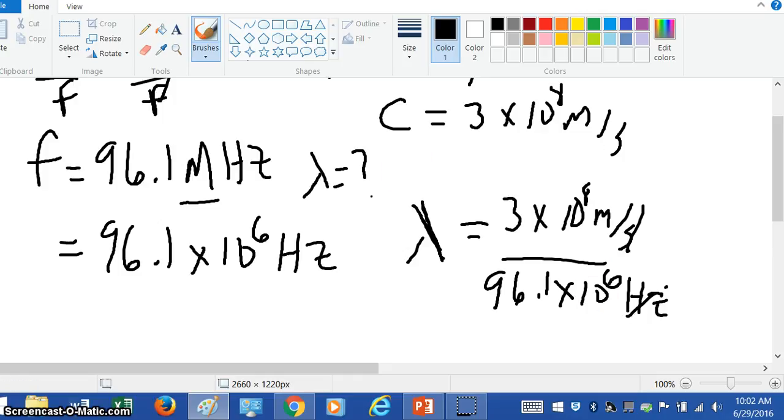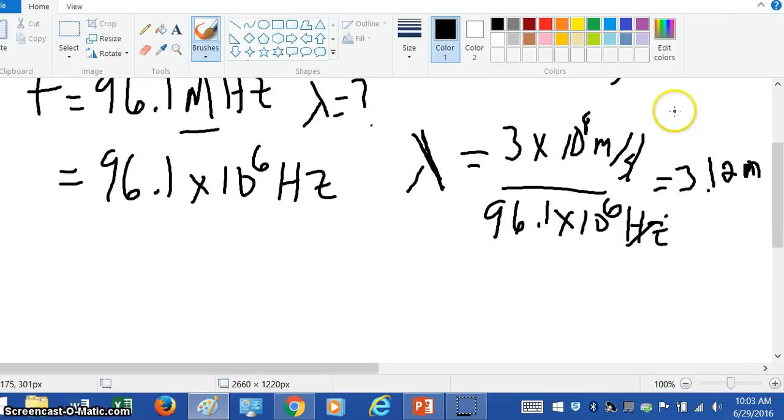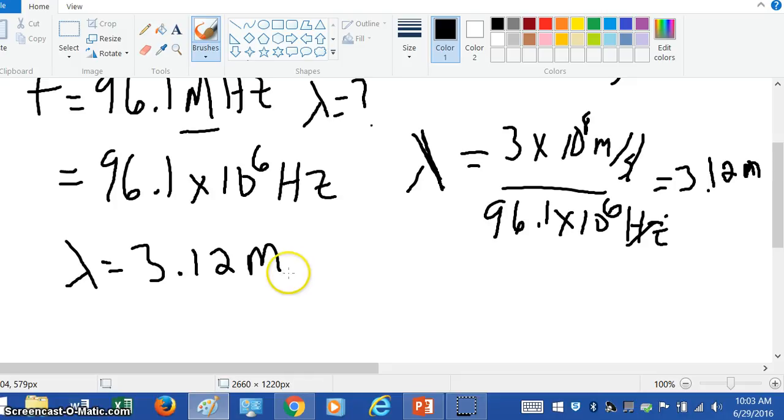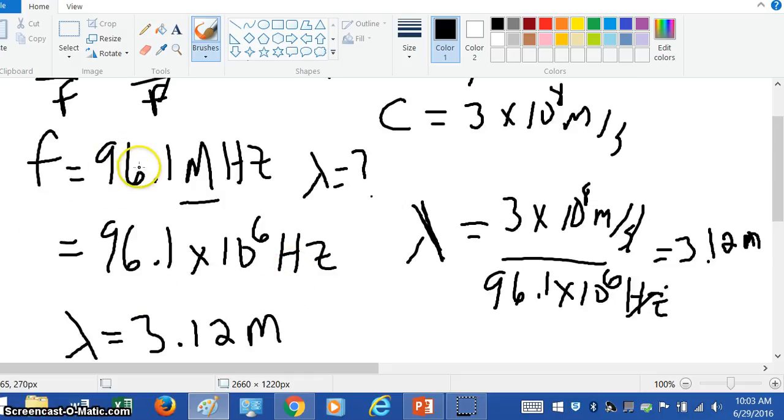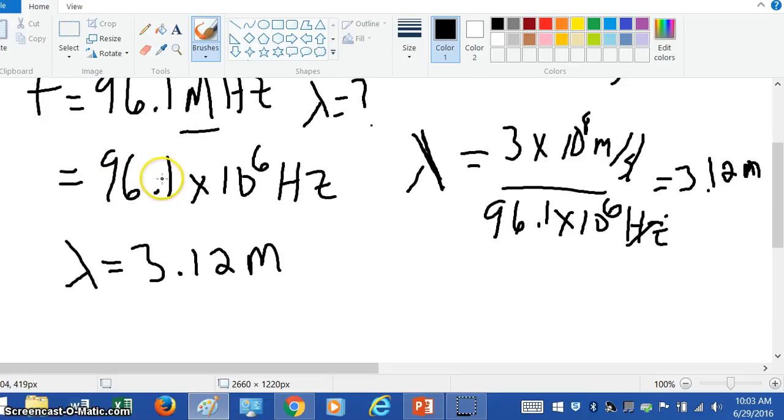Let me do this in my calculator. The answer I get is about 3.12 meters. So I'm going to rewrite it to make it look a little better. Lambda is equal to 3.12 meters. That's the physical size of the carrier wave for this particular radio station. On the radio they would just call it 96.1, and that's the physical size of the wave.